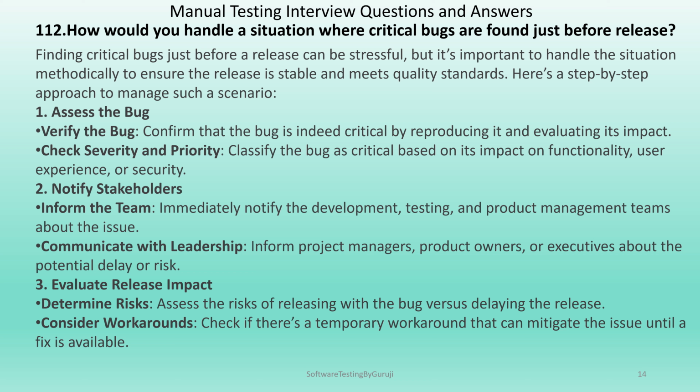Second, notify stakeholders. Inform the team, immediately notify the development, testing and product management teams about the issue. Communicate with leadership. Inform project managers, product owners or executives about the potential delay or risk. Evaluate release impact. Determine risk. Assess the risk of releasing with the bug versus delaying the release. Consider a workaround. Check if there is a temporary workaround that can mitigate the issue until a fix is available.